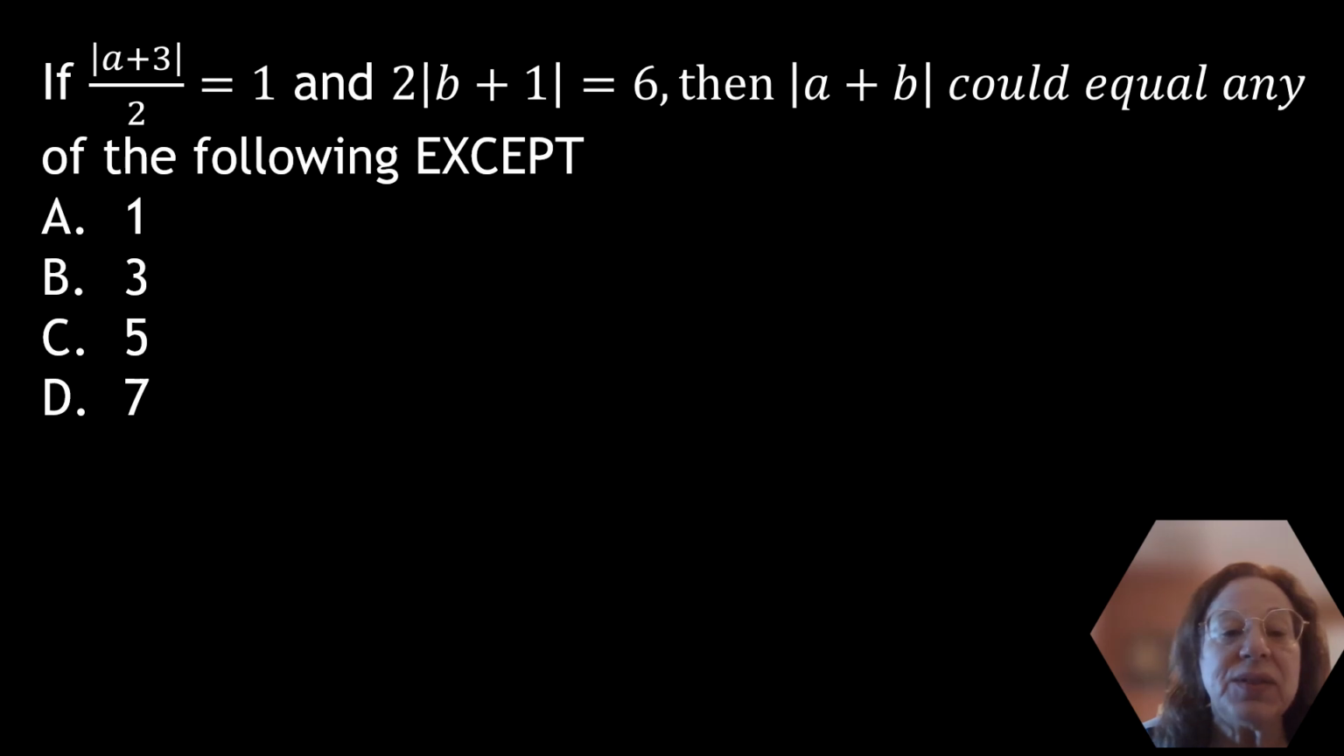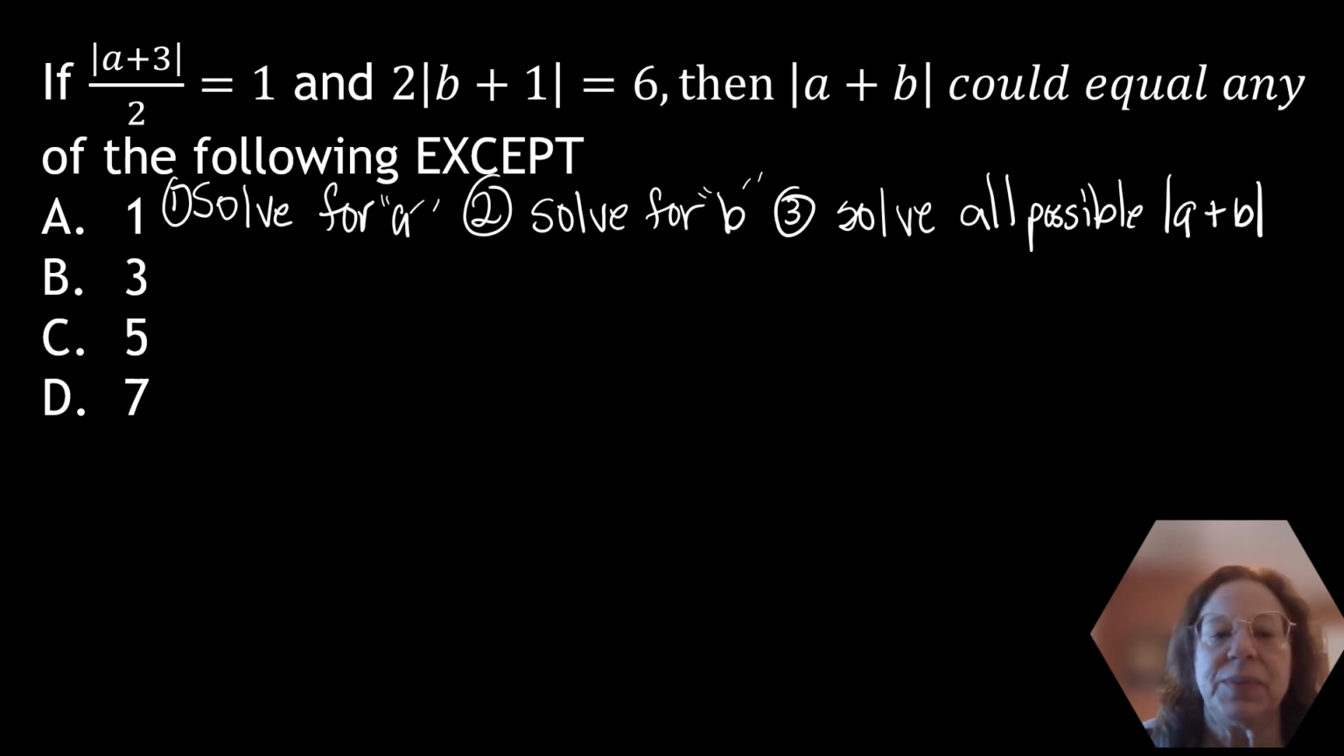If the absolute value of a plus 3 over 2 equals 1, and 2 times the absolute value of b plus 1 equals 6, then the absolute value of a plus b could equal any of the following except.